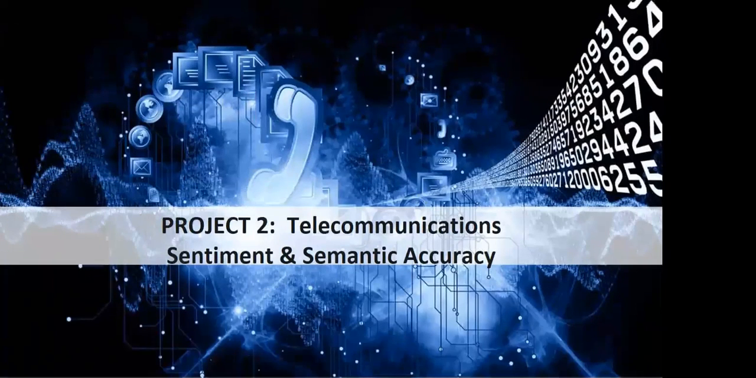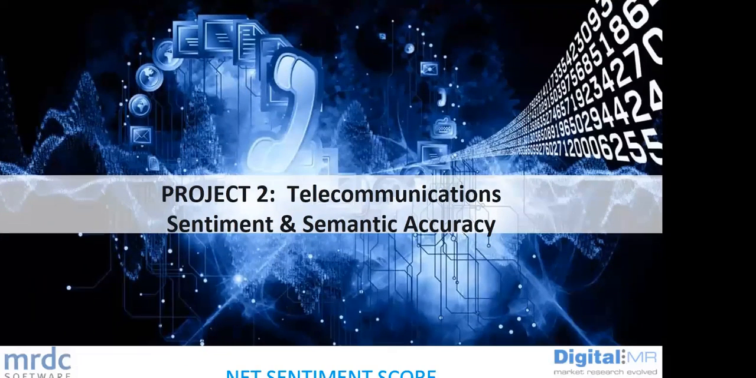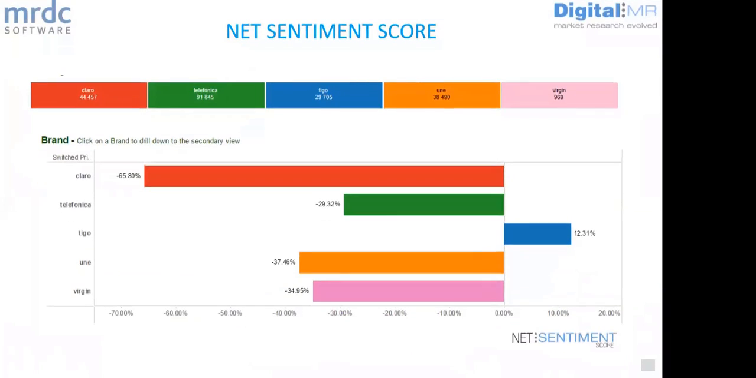Second project is about telecommunications, and this is making the point that not only sentiment accuracy, but also the semantic accuracy is very important. And by semantic accuracy, we mean the topics. What are the consumers talking about online? So let's start with sentiment.